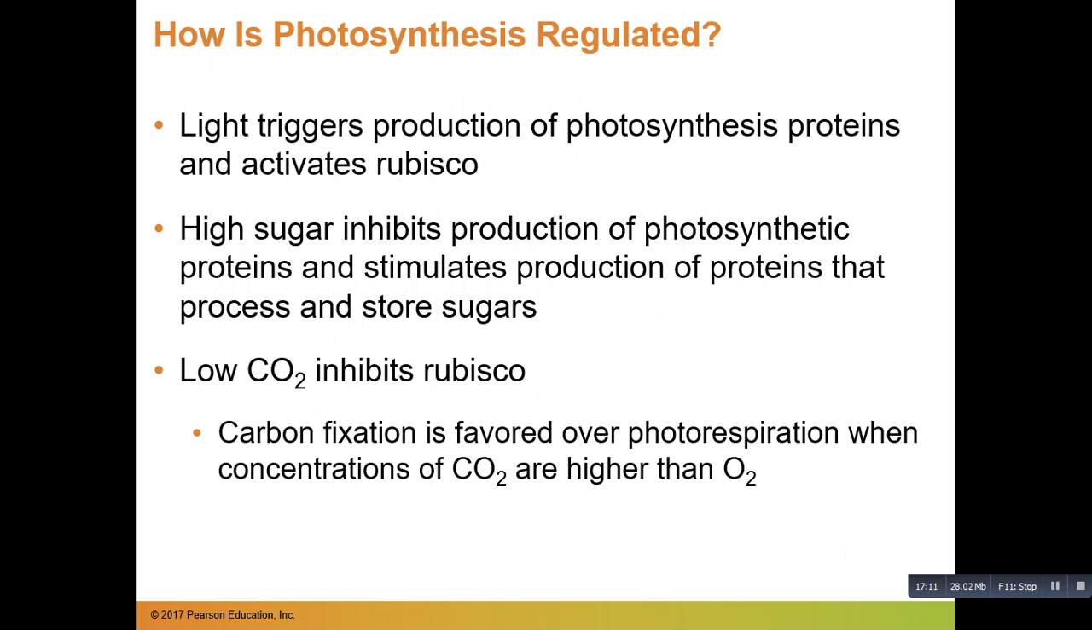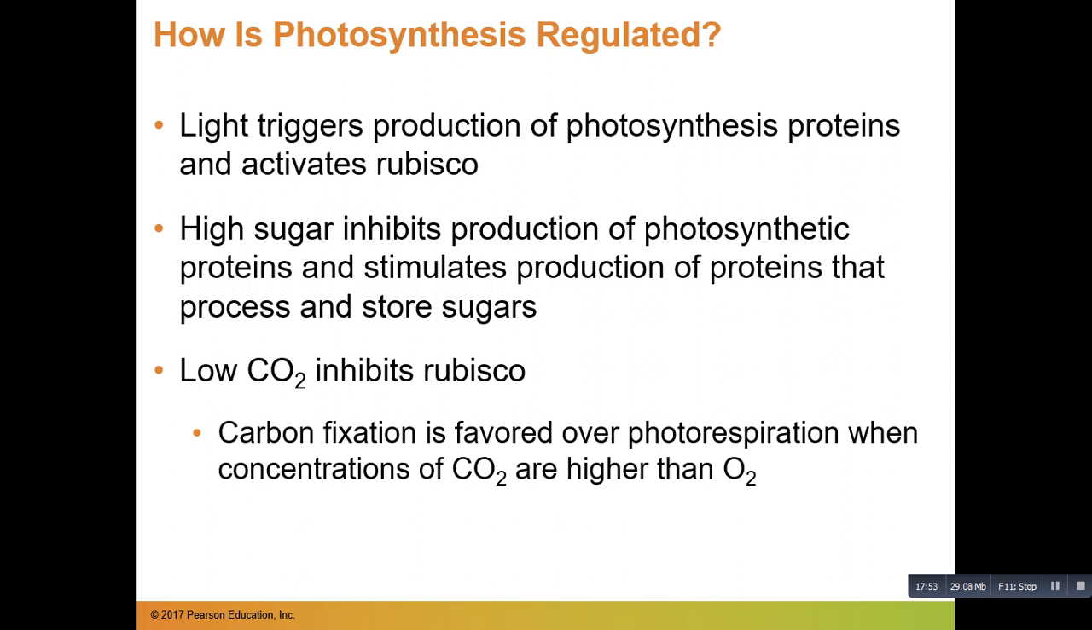Now, photosynthesis is also going to be inhibited with a low CO2. If we don't have very much CO2 available, then it's going to inhibit the Rubisco. Because if there's low CO2, there's often a high amount of oxygen, and we don't want the oxygen to bind to the active site of the Rubisco because we don't want to undo the photosynthesis. Carbon fixation is favored over photorespiration when concentrations of CO2 are higher than oxygen. So if we have a low CO2, we want to shut down the Rubisco so that we don't have too much photorespiration, because we don't want to undo the photosynthesis.